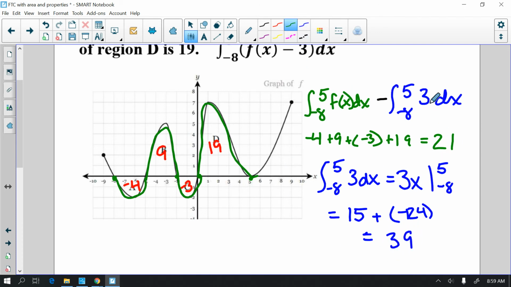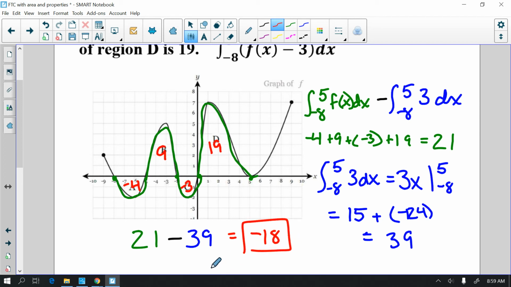So now I can put these together. My first definite integral was 21, minus my definite integral here was 39. And 21 minus 39 is going to give me an answer of -18. And there's my value of my definite integral then. Okay. So that's how I can do these with area.